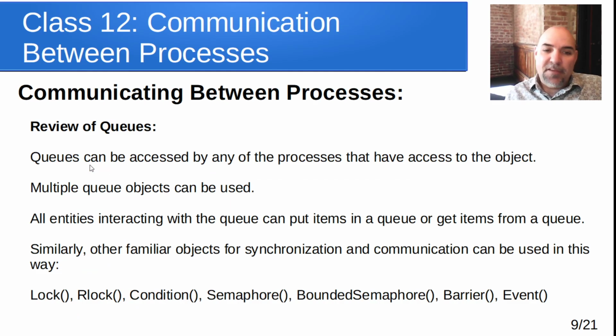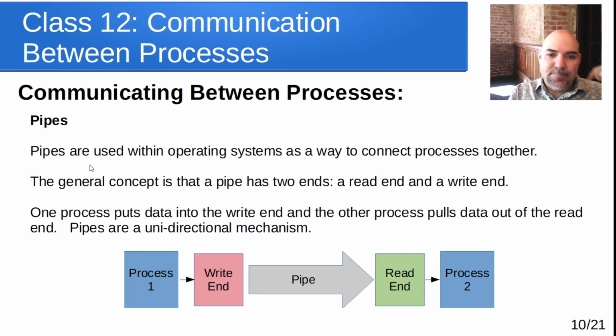All right, so queues can be accessed by any of the processes that have access to the object. Multiple queue objects can be used. All entities interacting with the queue can put items in a queue or get items from a queue. And like I said, you could use that same technique for synchronization and communication. And we can use those other things as well: locks, rlock, condition variables, semaphores, bounded semaphores, barriers, events. Pretty much all the things that we saw with threading we can use. We just have to, the way we access them can't be as a global reference. It has to be passed in as an argument to that process when the process gets created.